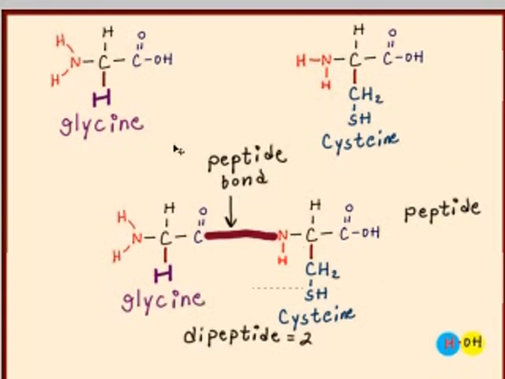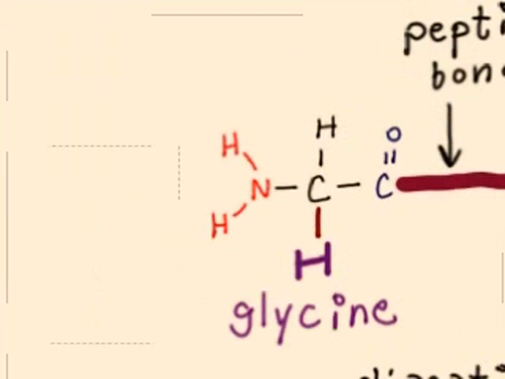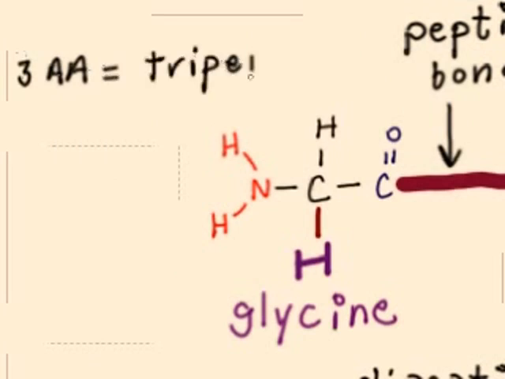Now, if we had a peptide, if we had a structure that was made of three amino acids, that would be a tripeptide. And that makes sense. Well, 4 amino acids would be a tetrapeptide or a quadrupeptide.